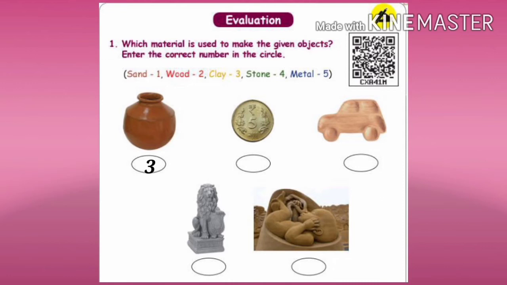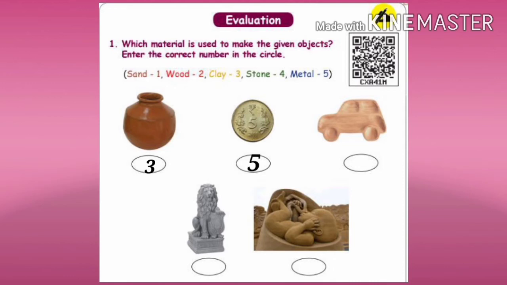Next one, coin. It is made of metal. Yes, children, it is made of metal. So, what number do you have to write? We have to write the number 5. So, write the number 5 in the circle.